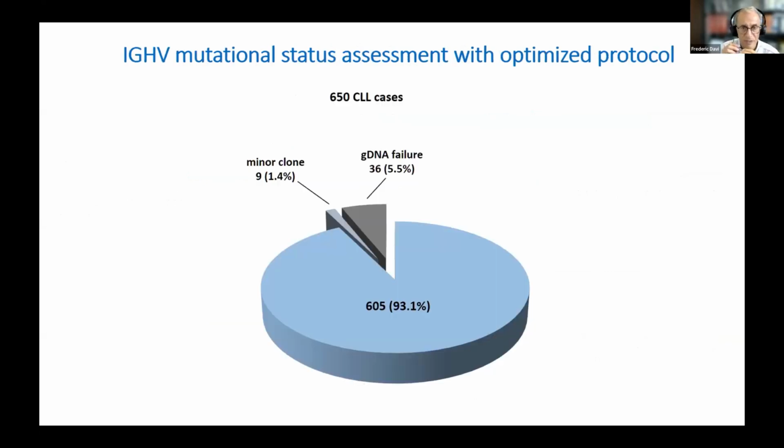So we now use this optimized protocol, and we were able to amplify from 650 CLL cases. Now the rate of success is 93%. And there are cases where either it's a failure or there are minor clones, which may be problematic to interpret.